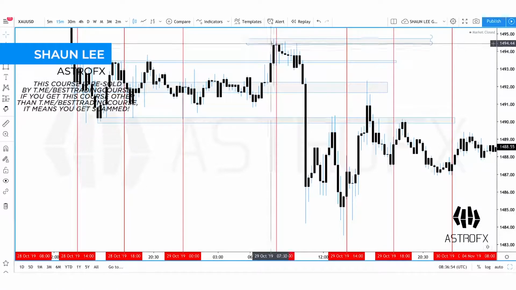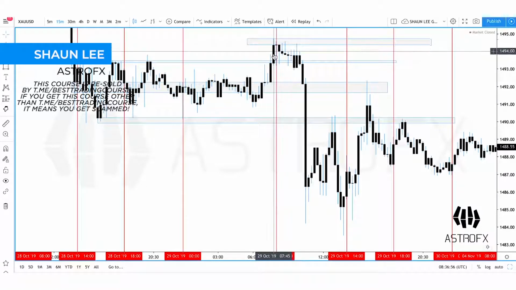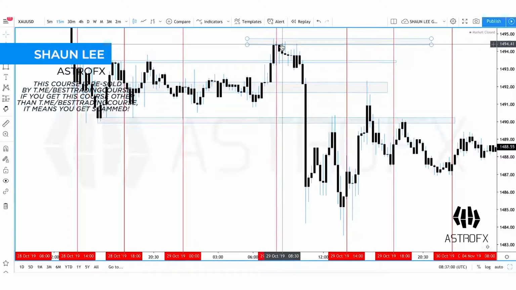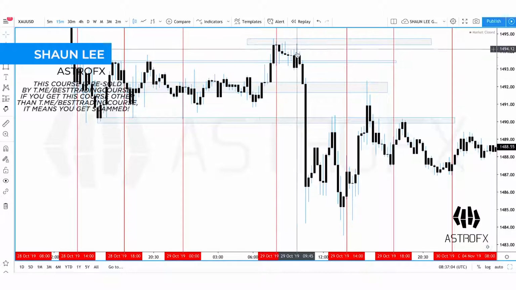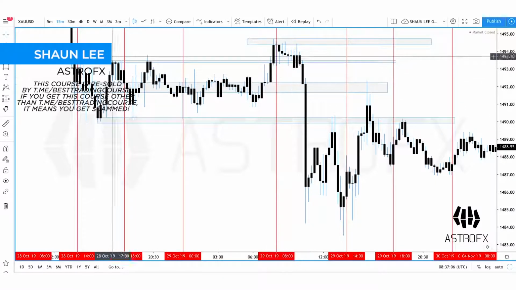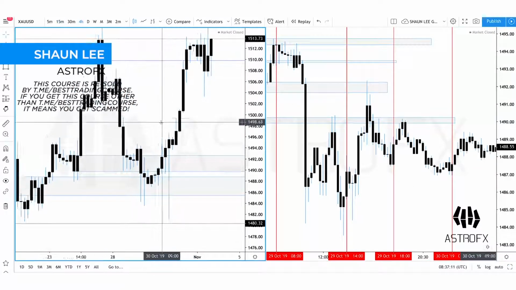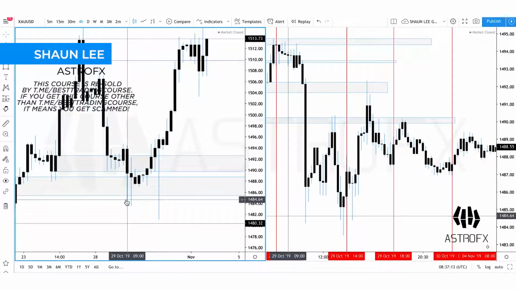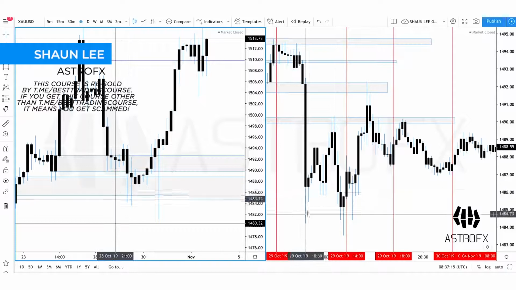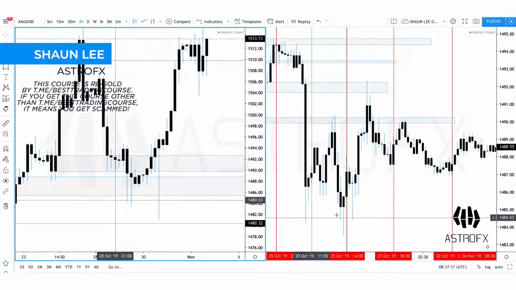So London, okay, just before 8 a.m., Asia makes the high. London respects the high. London respects the high, and then we get the sell-off. The sell-off breaks the consolidation area, and if we look at this sell-off on the higher time frame, this is the sell-off right there.